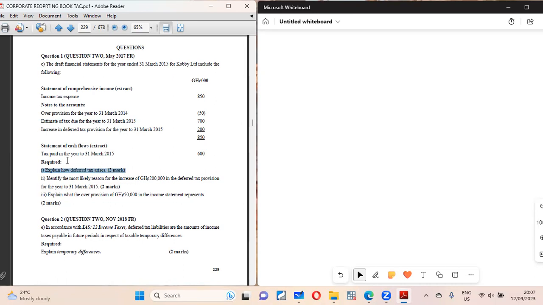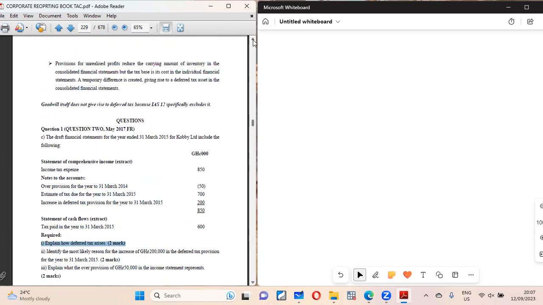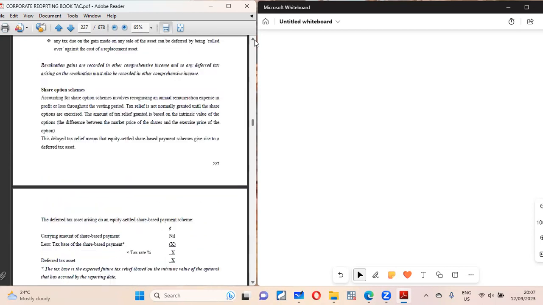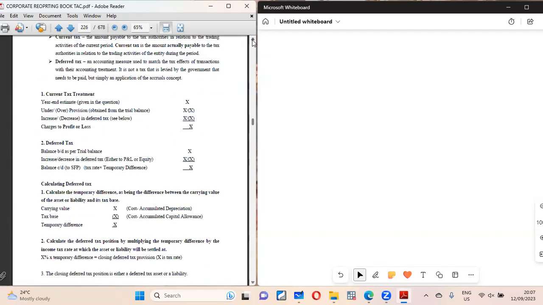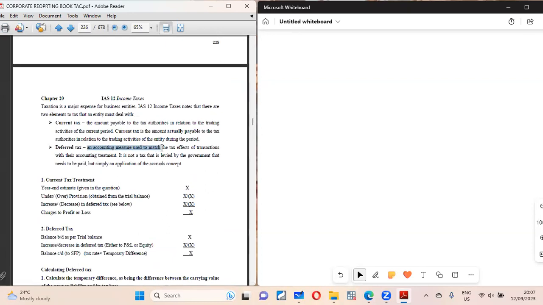You remember how deferred tax arises? I explained to you about the fact that the tax man calculates his carrying amount differently. This is the tax base. It's different from the way the accountant does it. So whilst this side is depreciation, the other side is capital allowance, and it creates a temporary difference. The tax rate applied on that temporary difference is what we call deferred tax. And deferred tax is an accounting adjustment, used to match the effect of the tax treatment of transactions with the accounting treatment. So it's just an accounting adjustment.